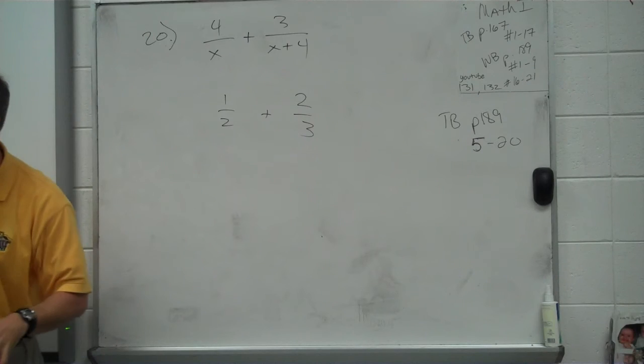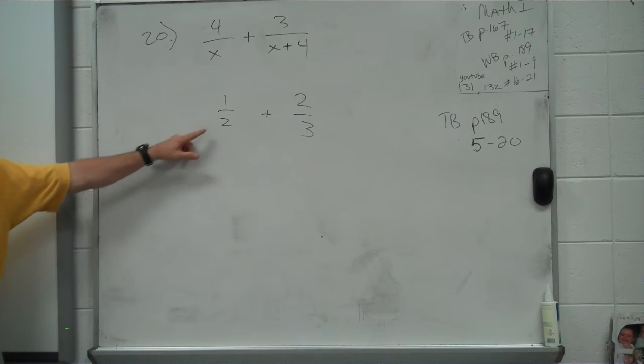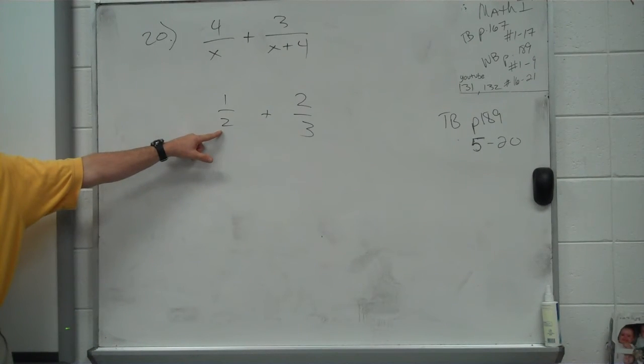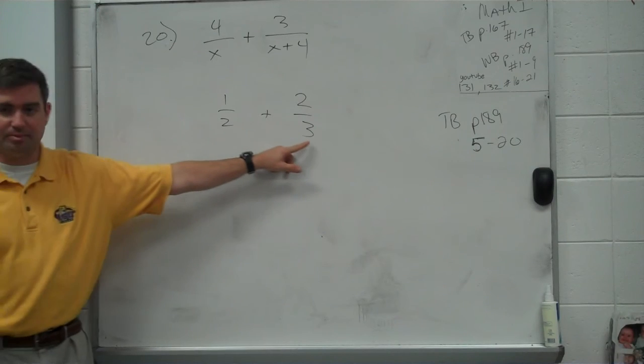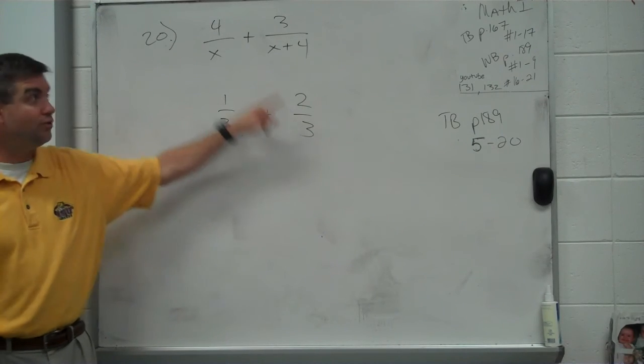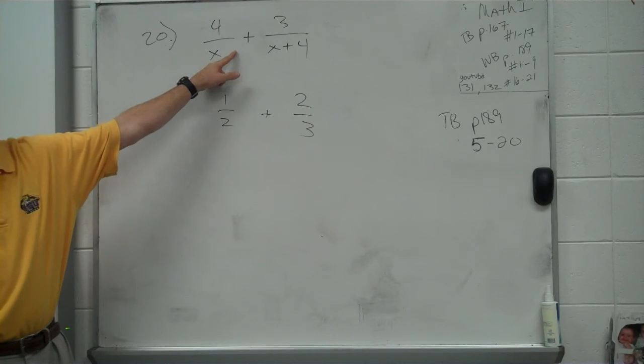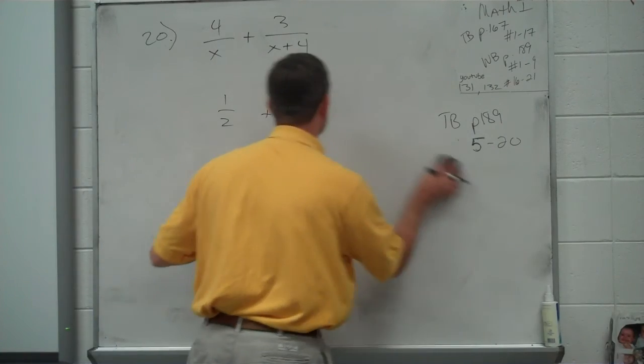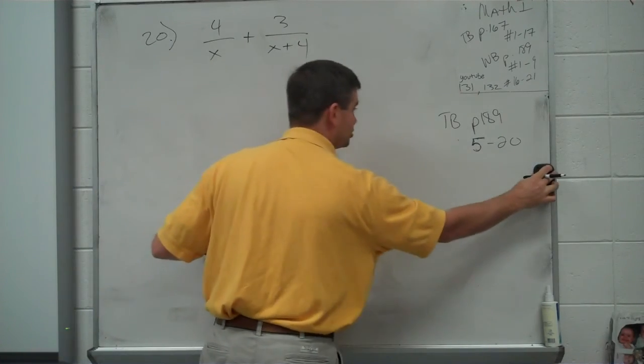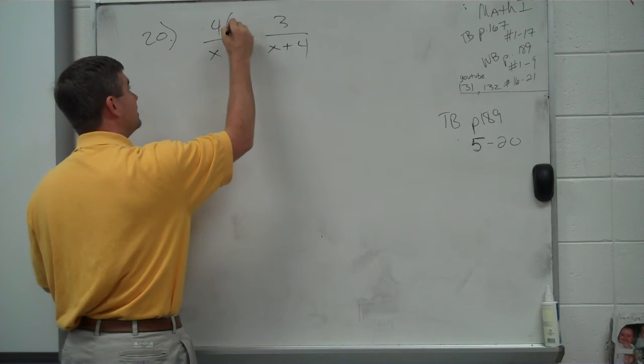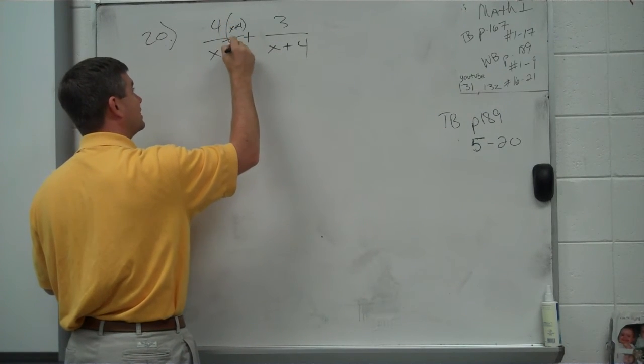I can't combine them. So what would I have to multiply the 1/2 by? 3 over 3. What would I have to multiply this one by? 2 over 2. You have to do the same thing here. They have nothing in common. X and x plus 4 are totally different. So this one has to be multiplied by x plus 4 over x plus 4.